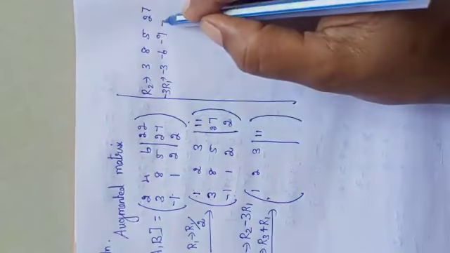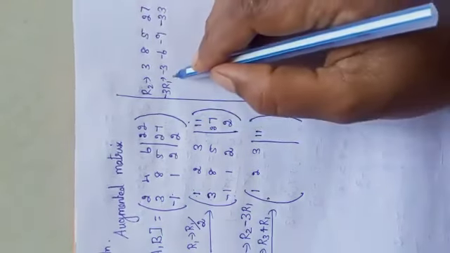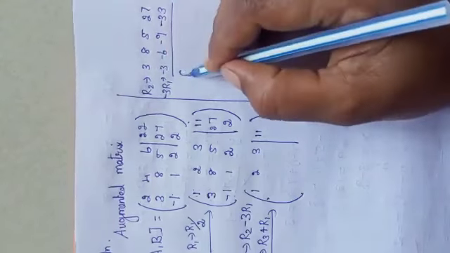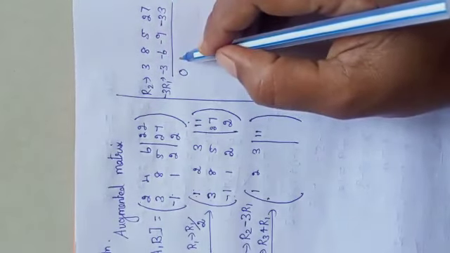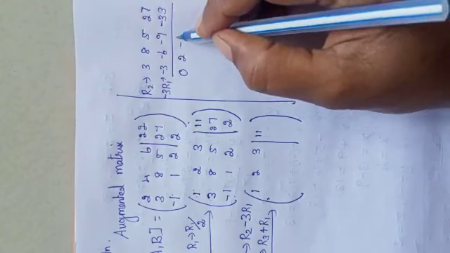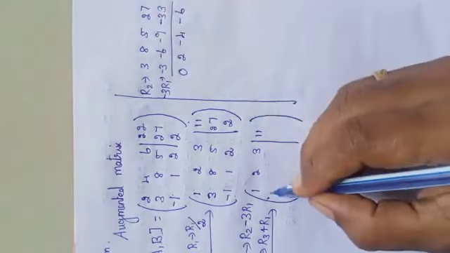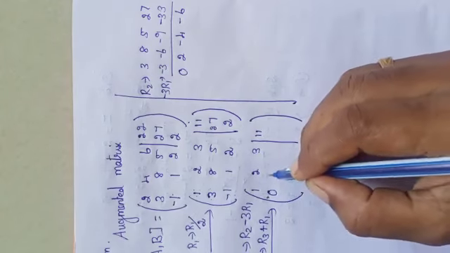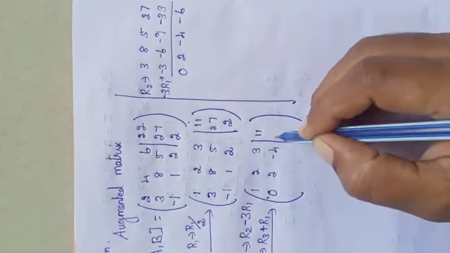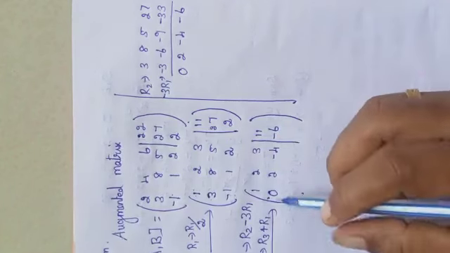Then 11 into minus 3 is minus 33. Now we have to add it, isn't it? 0, 2, minus 4, and here it is minus 6. So 0, 2, minus 4, minus 6.